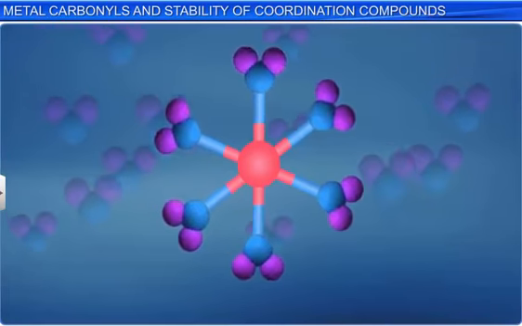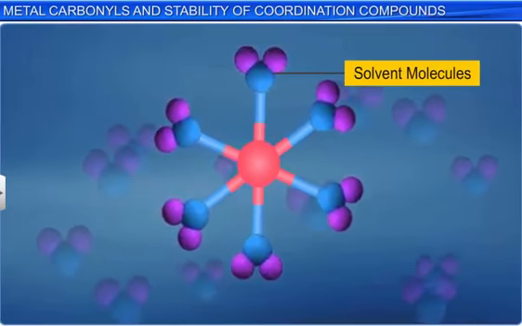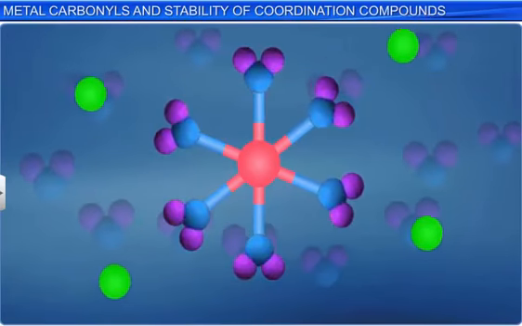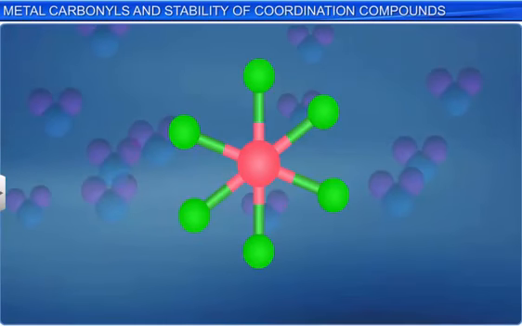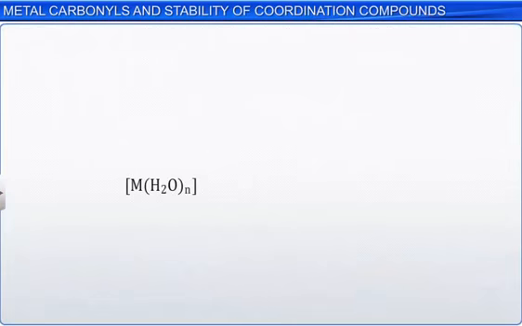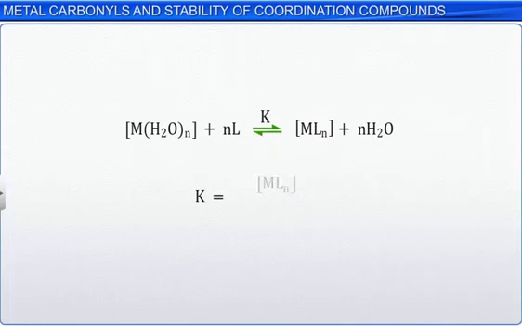Consider the reaction M(H2O)n + nL in equilibrium with MLn + nH2O. The stability constant for this equation can be written as K is equal to the concentration of MLn divided by the concentration of M(H2O)n multiplied by L raised to the power of n. Note that the molar concentration of water is ignored because its concentration remains almost constant.